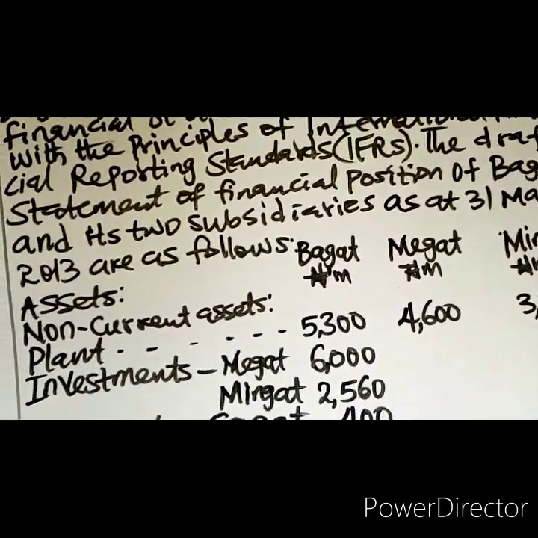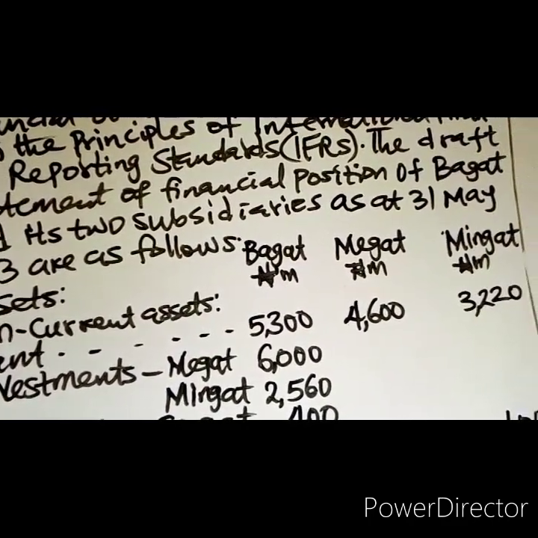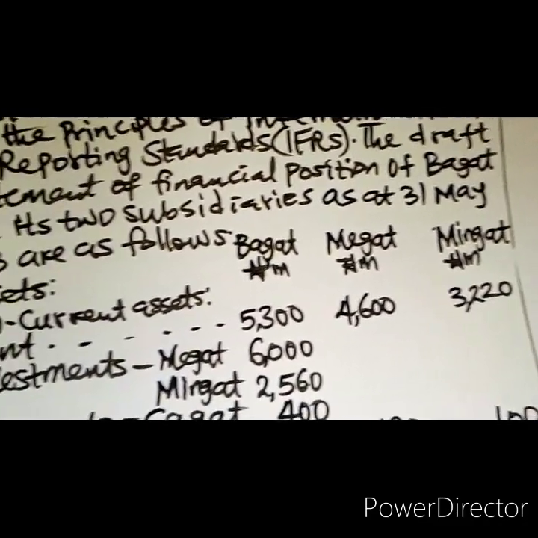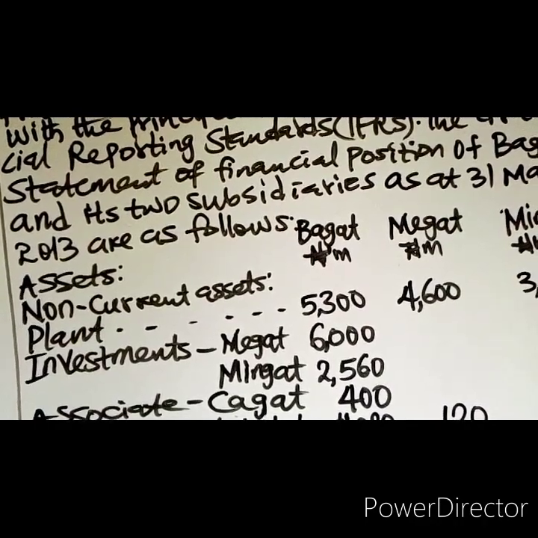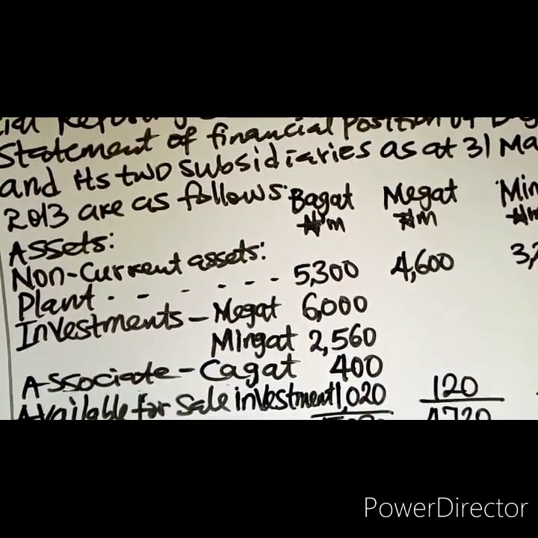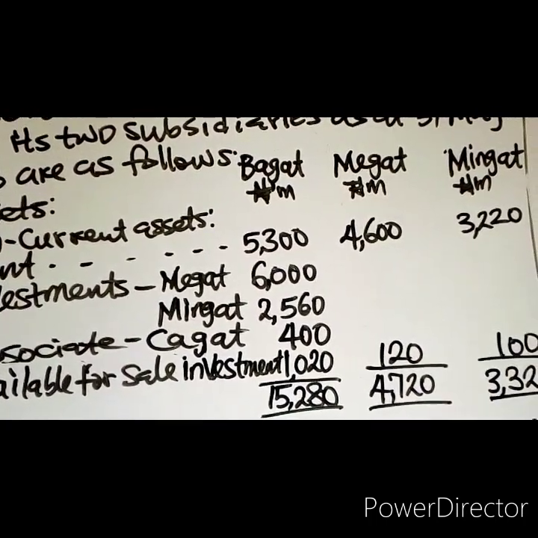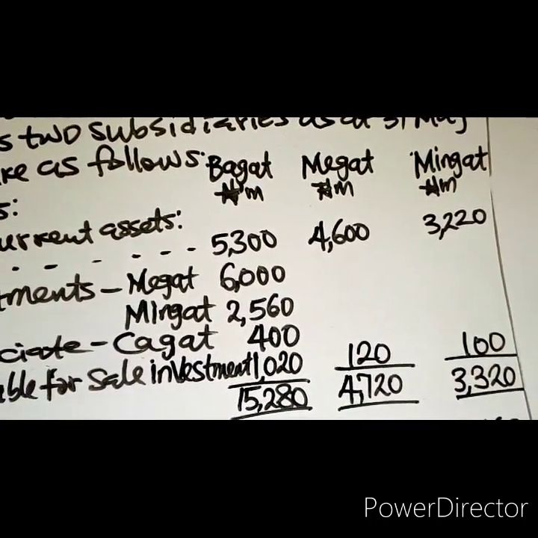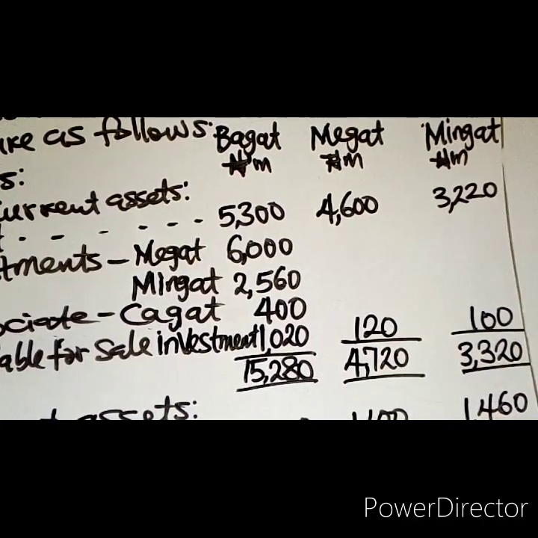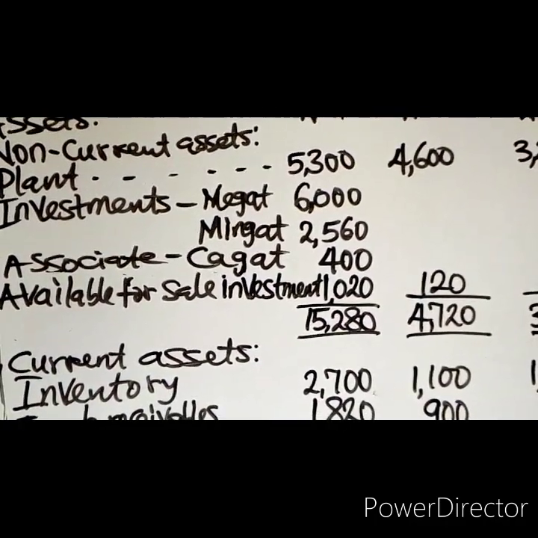Everything is in million. We have assets, non-current assets. Under non-current assets, we have plant 5,300, 4,600, and 3,220. We have investment, Megat 6,000, Migat 2,560. We have associate, Kagat 400. We have available for sale investment 1,020, 120, and 100. The total of the non-current assets is 15,280, 4,720, and 3,320.